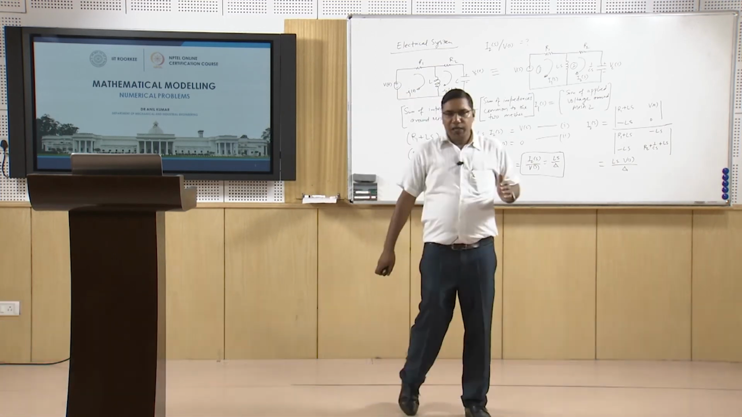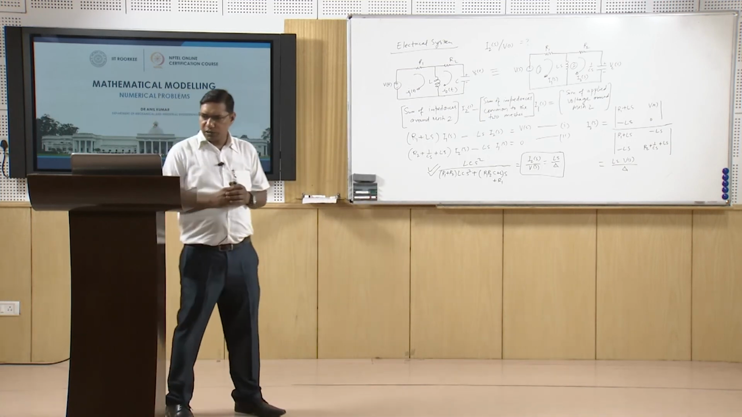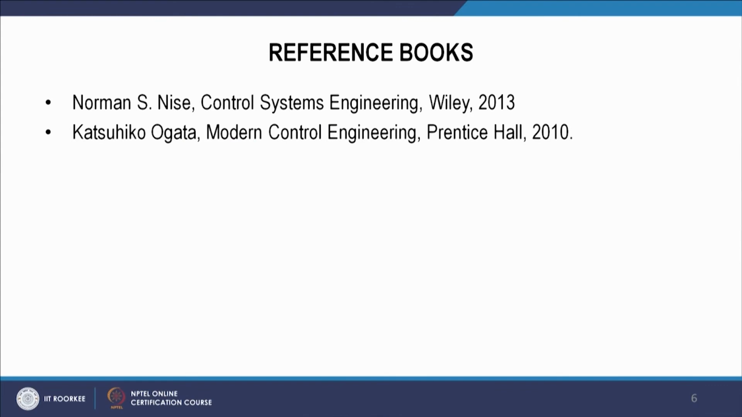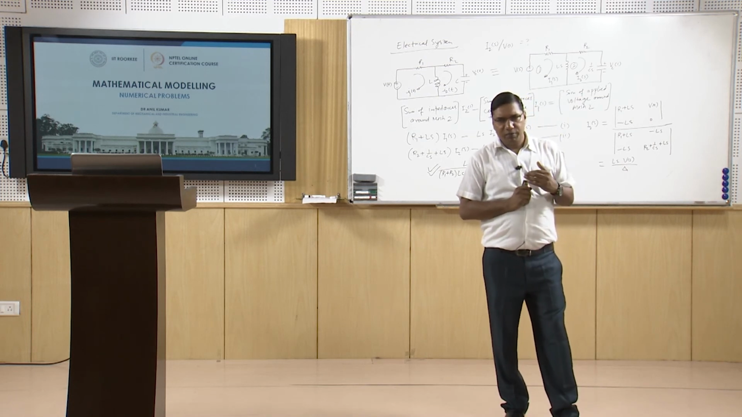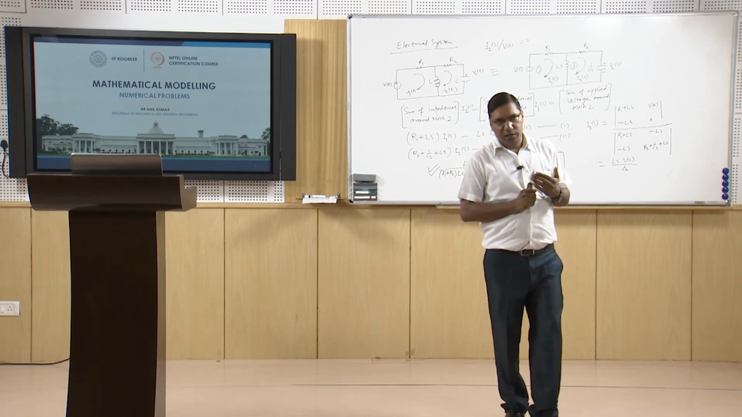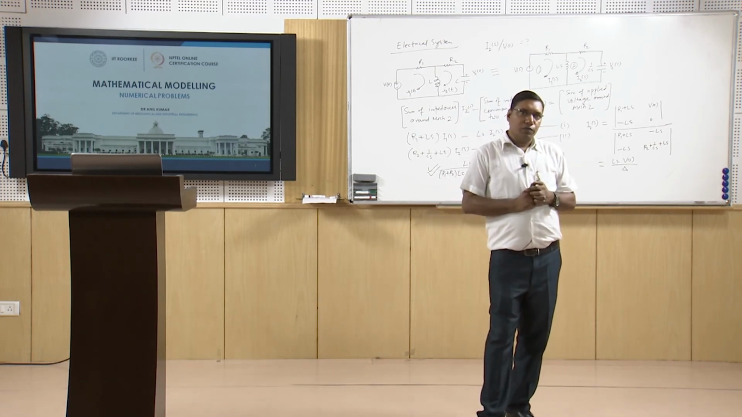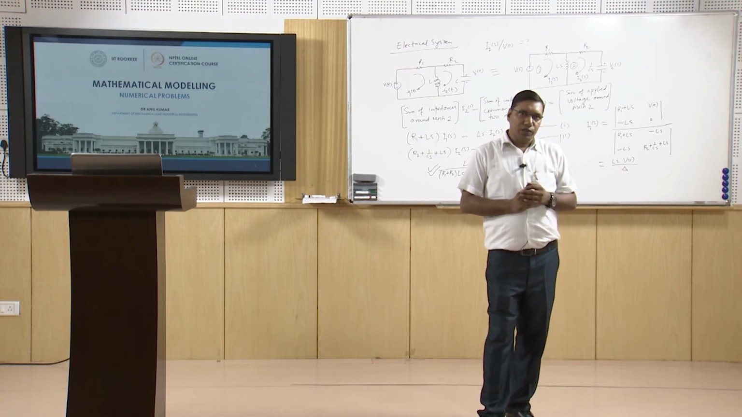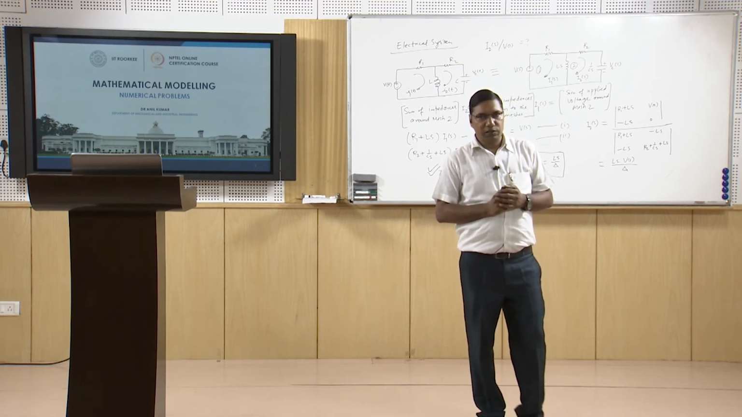Here we saw that these two examples are taken from the reference book Norman S. Nise, Control Systems Engineering. By using the impedance method, we can directly write the equations of motion in the complex frequency domain or S domain, and we can find very easily the transfer function of a system. Here we saw two examples, one of a mechanical system and one of an electrical system.